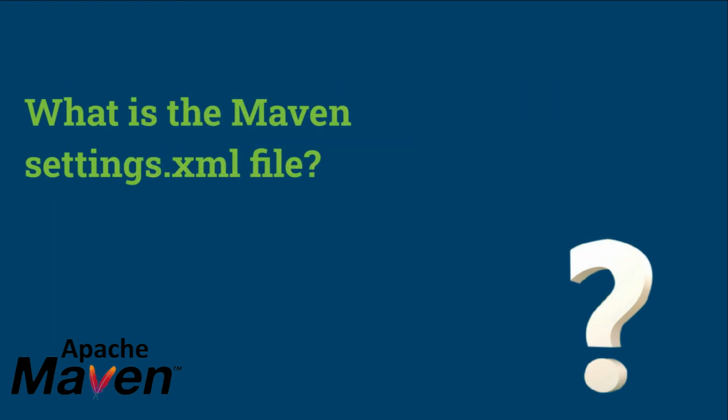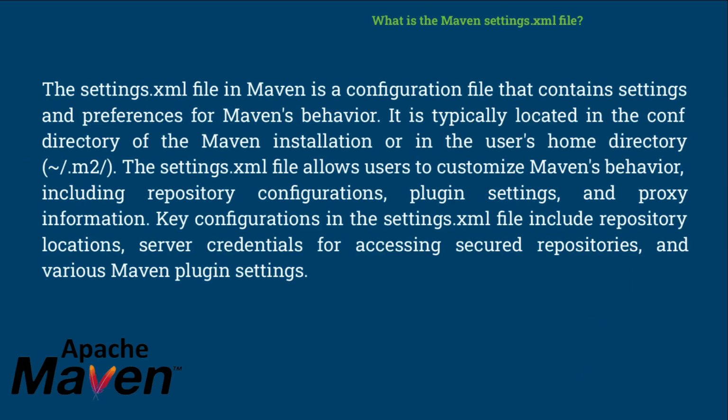Next question, what is the Maven settings.xml file? The settings.xml file in Maven is a configuration file that contains settings and preferences for Maven's behavior. It is typically located in the conf directory of the Maven installation or in the user's home directory /.m2/. The settings.xml file allows users to customize Maven's behavior, including repository configurations, plugin settings, and proxy information.